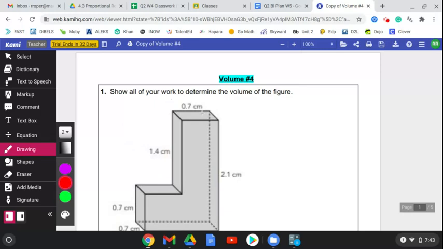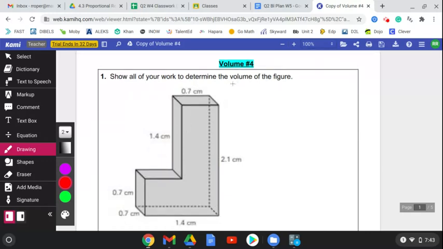Okay, I'm here in volume number 4, CAMI assignment. And number 1, we're going to find the volume of this figure. Remember, to find the volume of the figure, capital V volume equals length times width times height. Okay, so let's write that down.